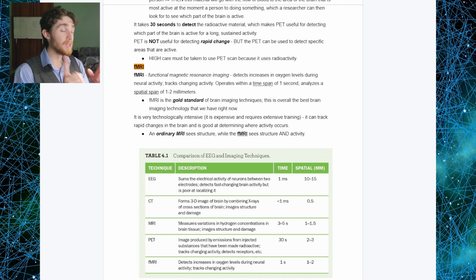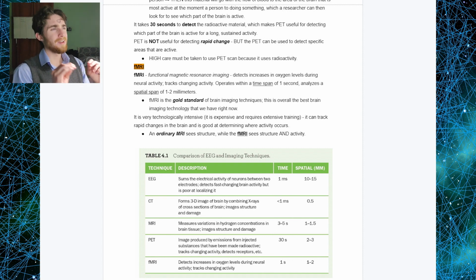Now, if you compare this to EEG and PET, you'll see that fMRI is way better than both of them. It is way more accurate in its spatial span, and it is way faster. All right, we're talking 1 second operating time, and it analyzes a spatial span of like 1 to 2 millimeters. That is so freaking tiny. fMRI is the gold standard of brain imaging techniques. This is overall the best brain imaging technology that we have right now.